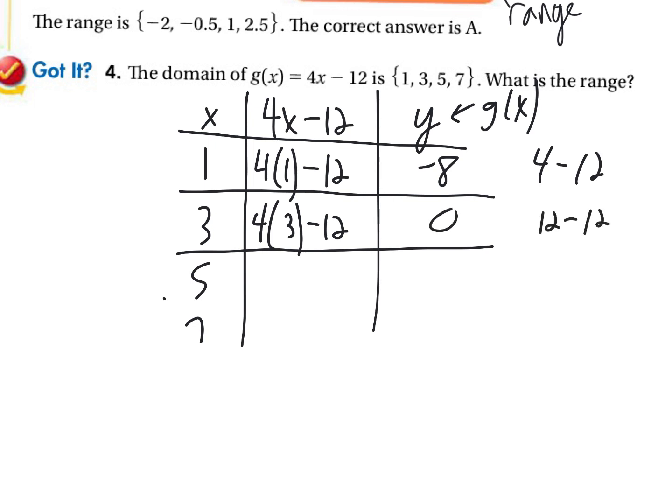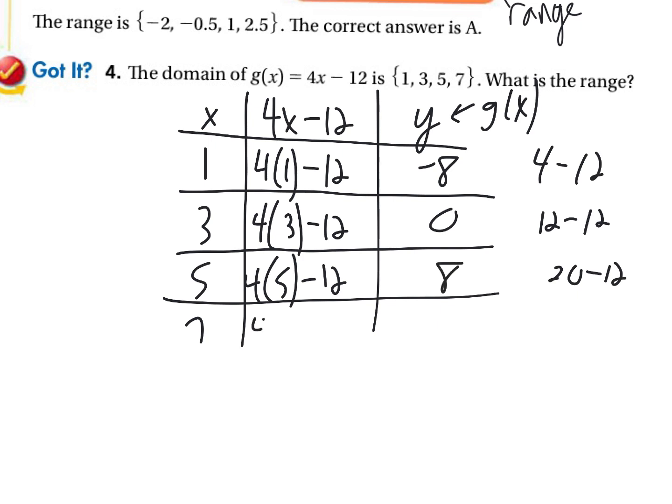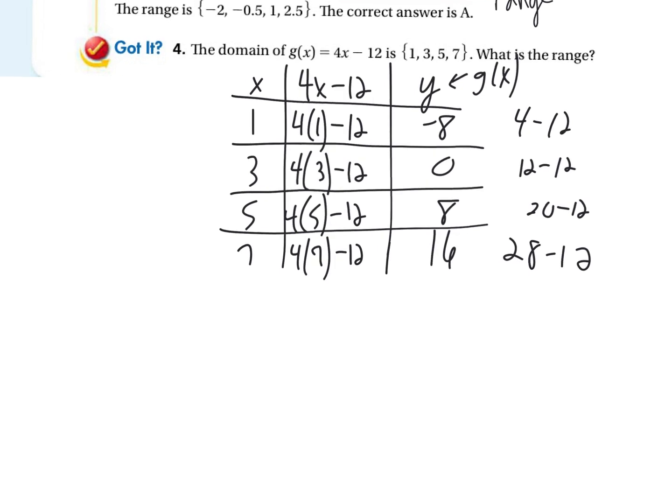12 minus 12 is 0. 20 minus 12 is 8. 28 minus 12 is 16. Okay, so the question is, what is the range? So we could say the range is negative 8, 0, 8, and 16.